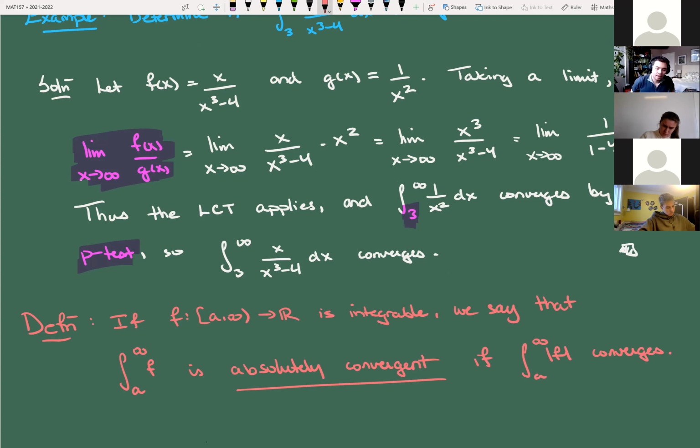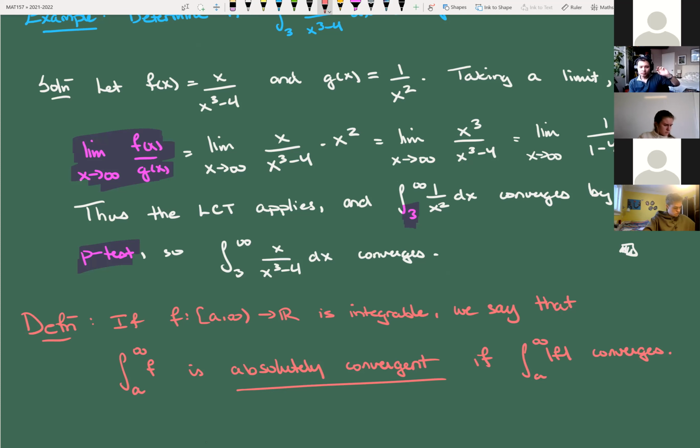Okay, this is weird. This is really weird. So we need to think about this for a second. We've got this thing, which is the improper integral. And we said this thing converges if it exists, if it's a finite number. So now we're going to say that this improper integral is absolutely convergent. So we're going to describe this improper integral using a different improper integral, right?